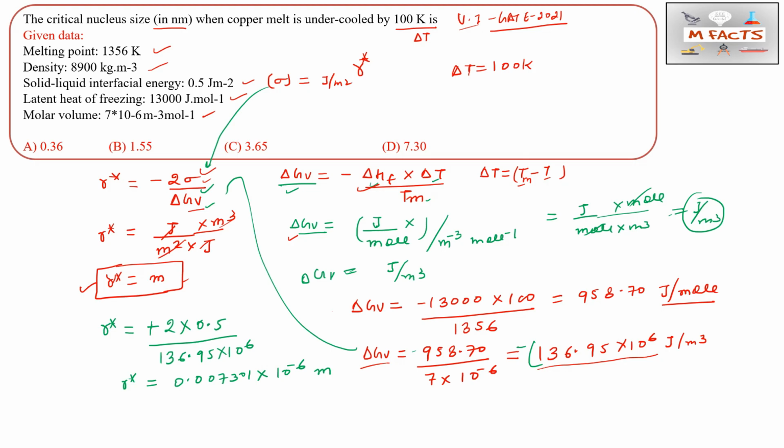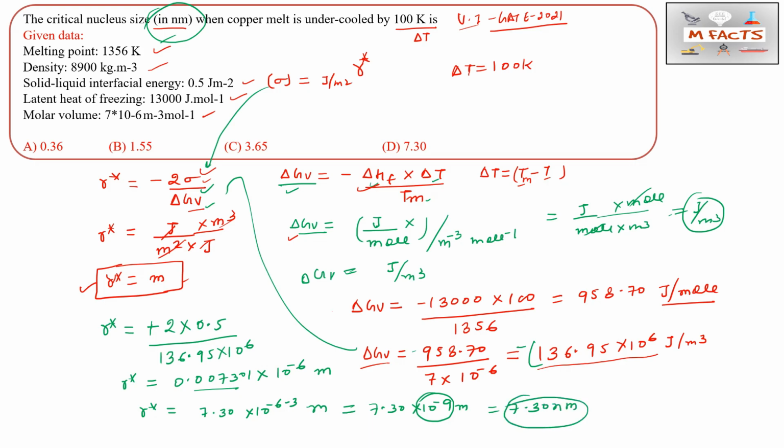In this question they ask for the critical nucleus size in nanometers, so how do we change it? 7.30 into 10 power minus 6 minus 3, you can manage this unit, so 7.30 into 10 power minus 9 meters. This 10 power minus 9 is nanometers, so we write 7.30 nanometers. This is the correct answer, so option D is correct here. The critical nucleus size in nanometers is 7.30.